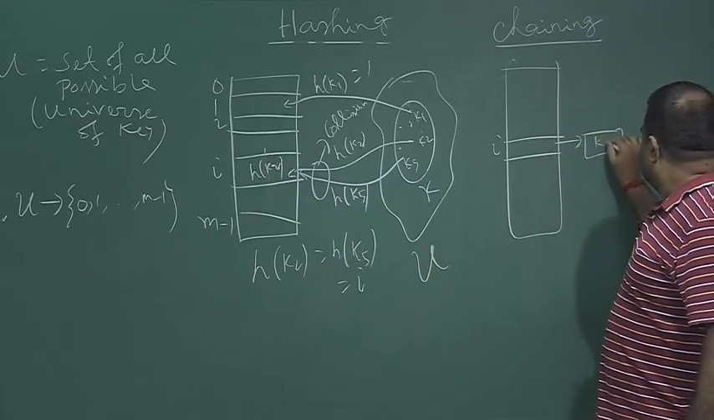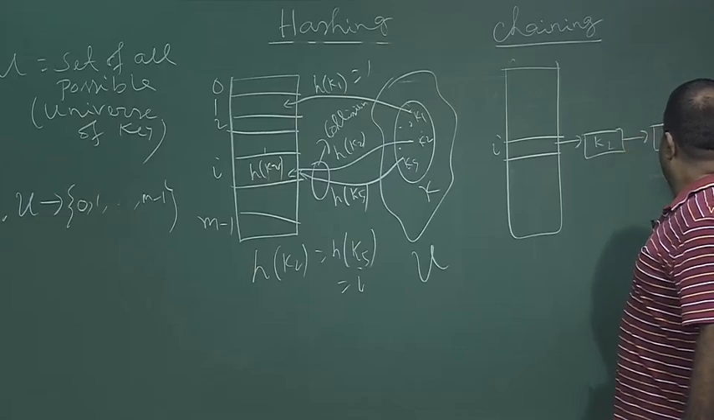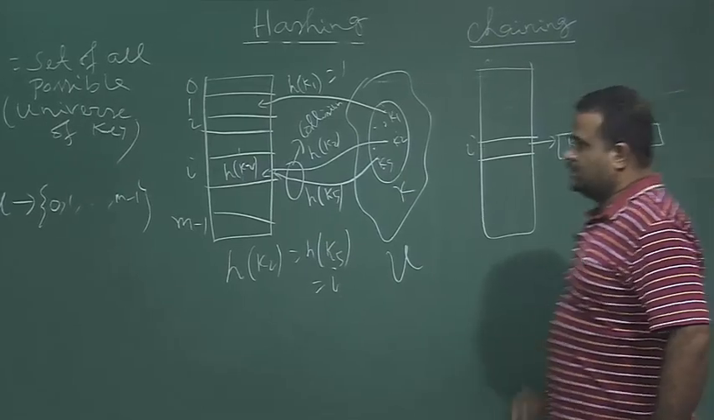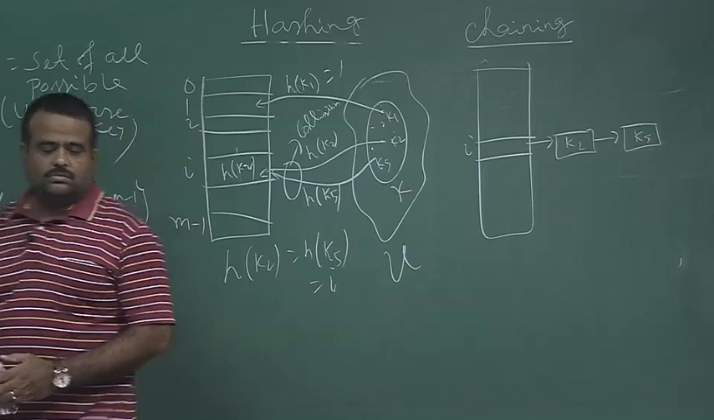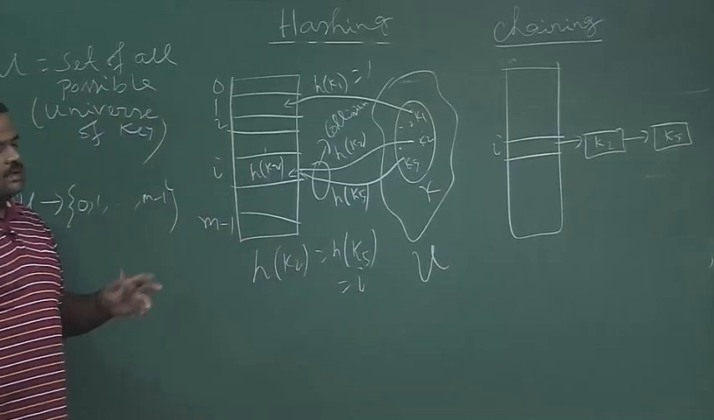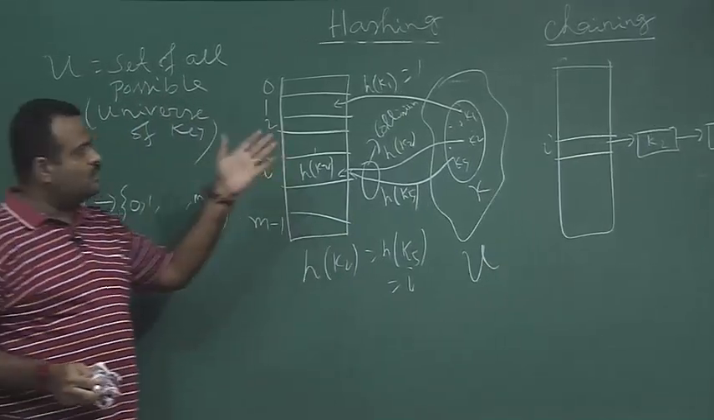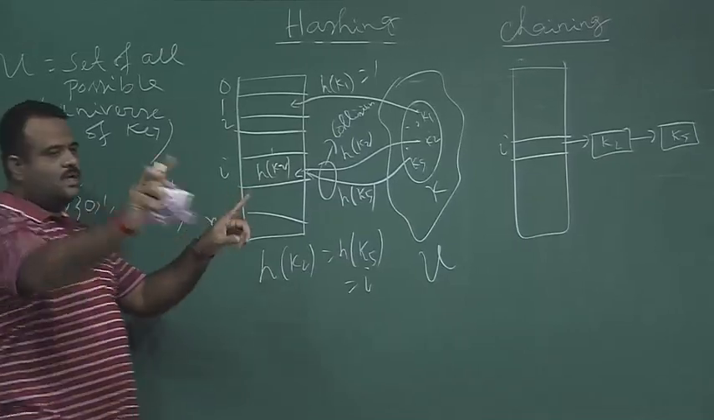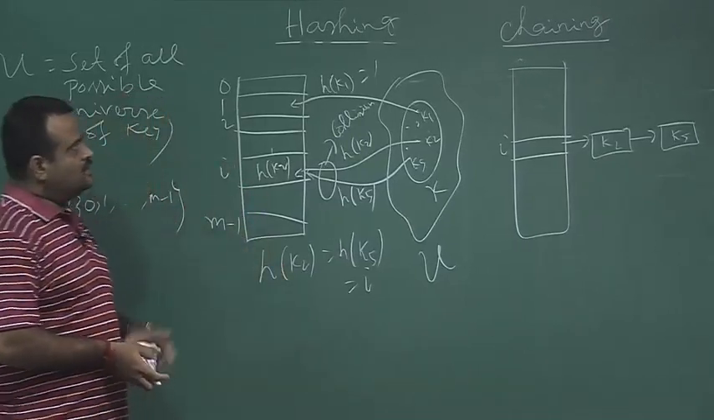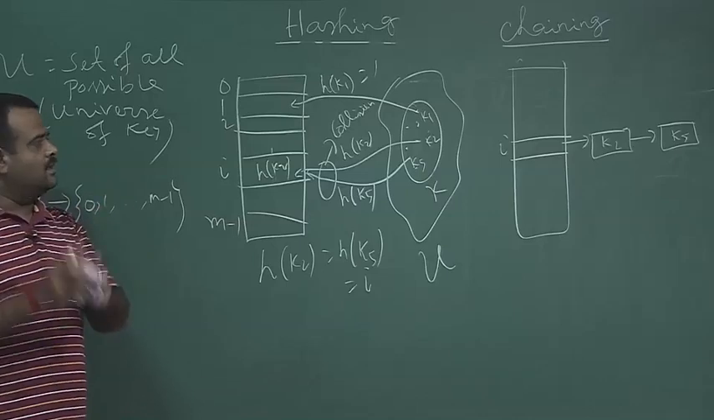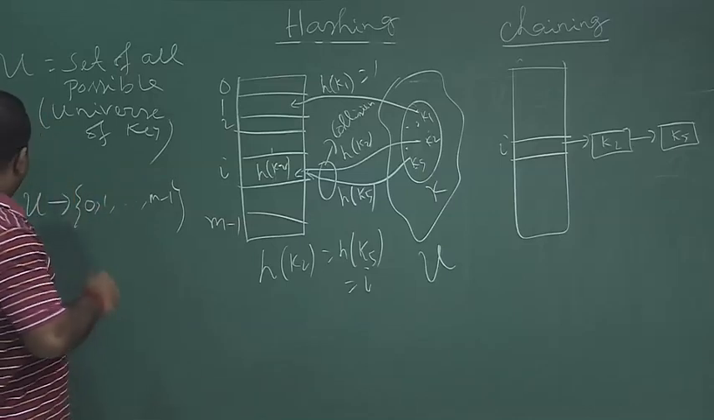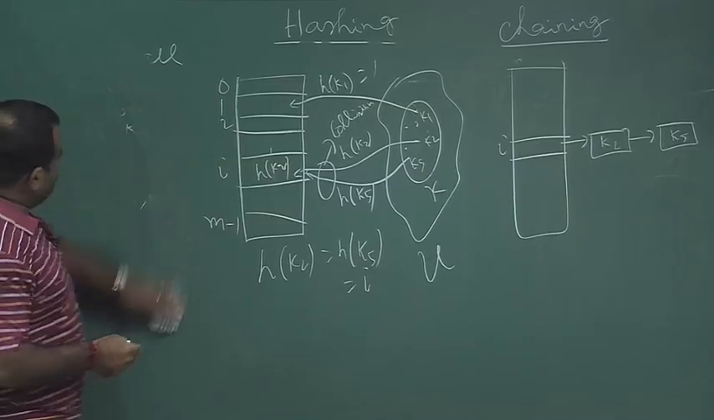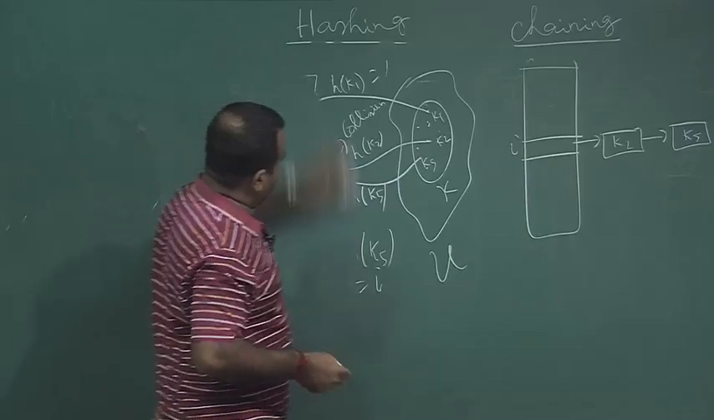k2, k5. So this is the way we handle the collision. Whenever a slot is having more than one element, we will put them into a linked list. So this is called basically a chain. Okay. Now we analyze this chaining method.